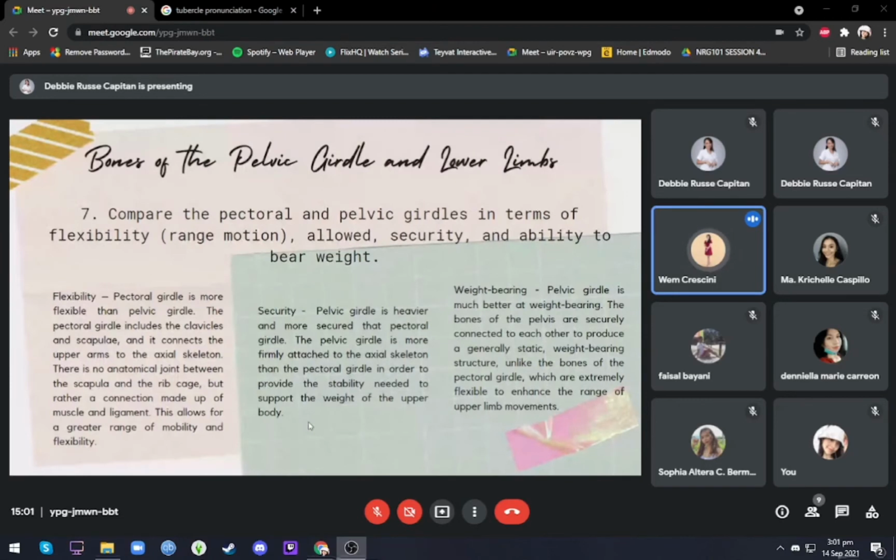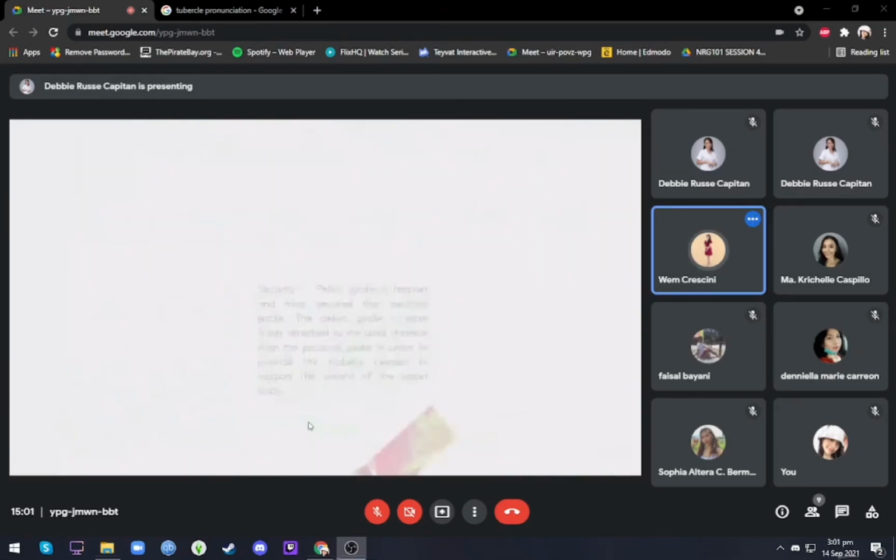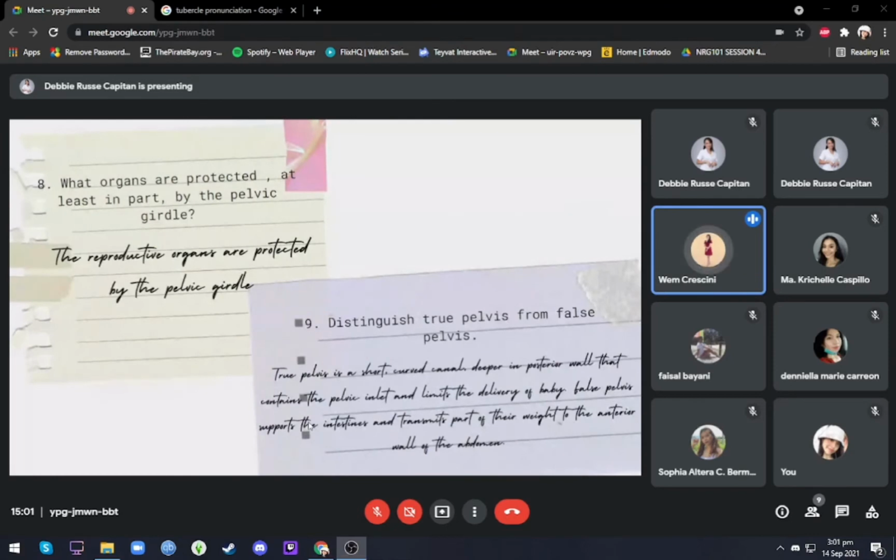Next, the weight bearing. The pelvic girdle is much better at weight bearing. The bones of the pelvis are securely connected to each other to produce a generally static weight bearing structure, unlike the bones of the pectoral girdle, which are extremely flexible to enhance the range of the upper limb movements. And next item, the question is, what organs are protected at least in part by the pelvic girdle? So our answer is, the reproductive organs are protected by the pelvic girdle.